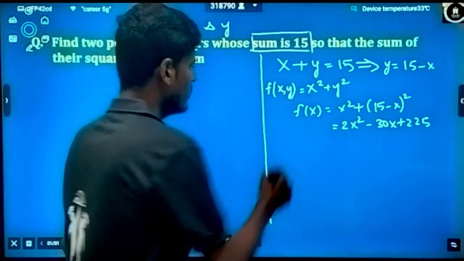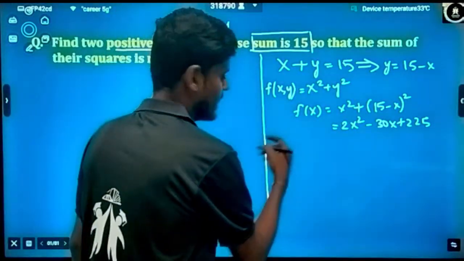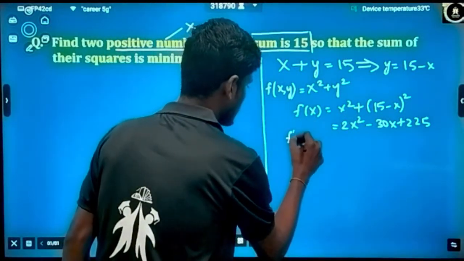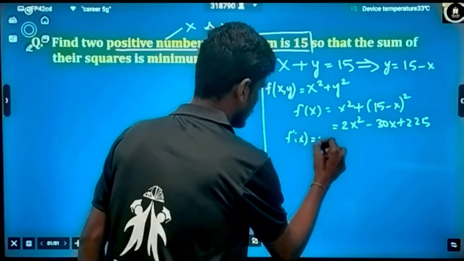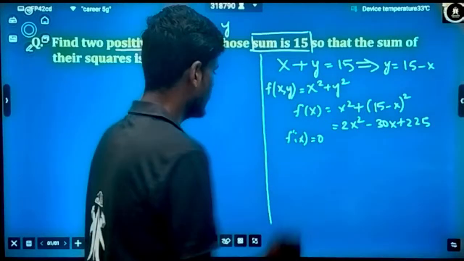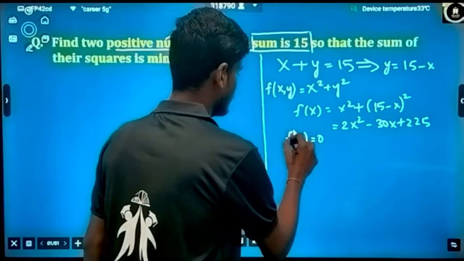Next, what do we need to do? The first derivative is 0 for maximum or minimum. So f dash of x equal to 0 for maximum or minimum. And what is f dash of x?